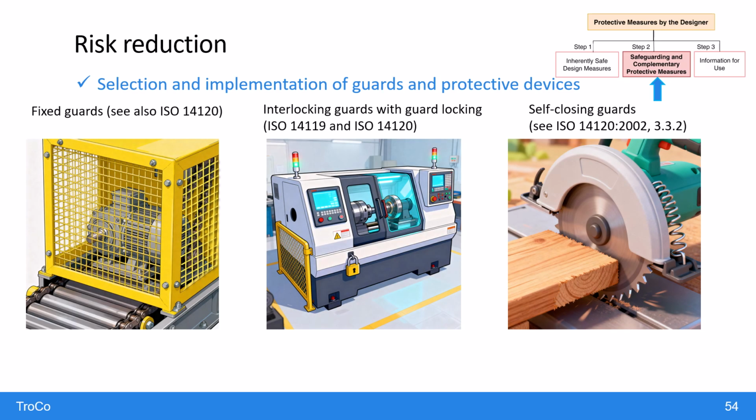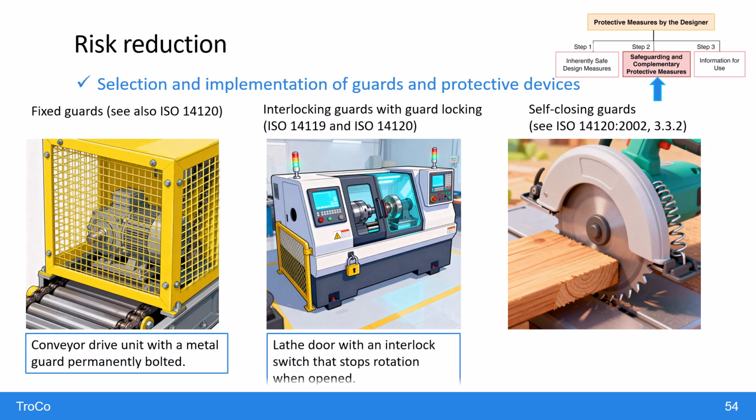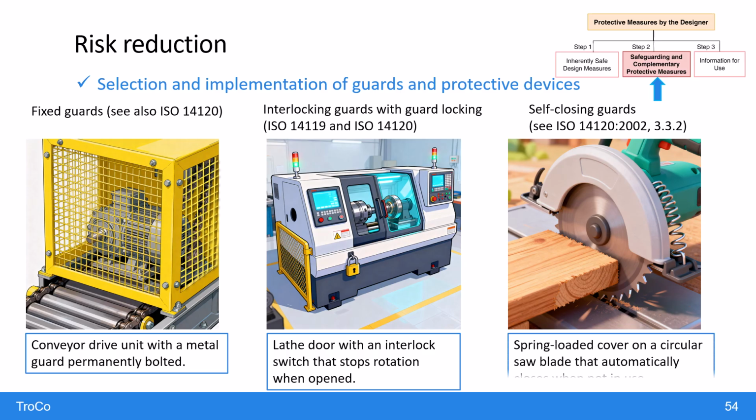Here are examples of safeguards and protective equipment. Fixed guards: a conveyor drive unit with a metal mesh cover bolted in place over the gears and chain. A worker is nearby, but hands cannot reach the moving parts. Interlocking guards, with or without guard locking. For example, a lathe with a safety door. When the door is opened, the chuck stops rotating instantly. Self-closing guards: a circular saw with a spring-loaded cover. The cover slides back during cutting, then snaps back to cover the blade once the cut is done.